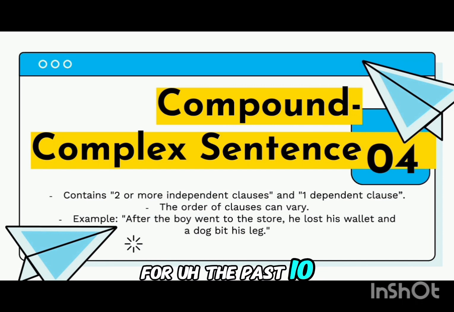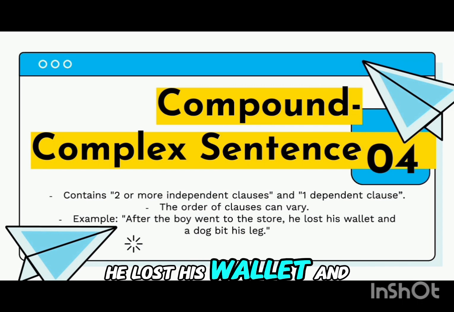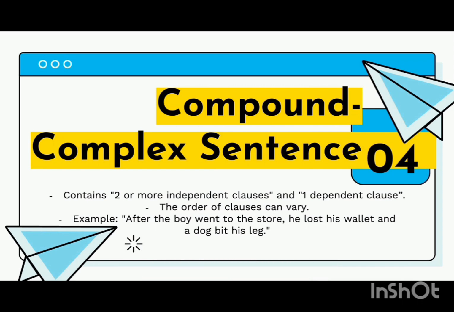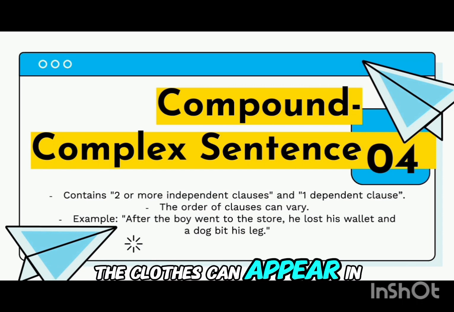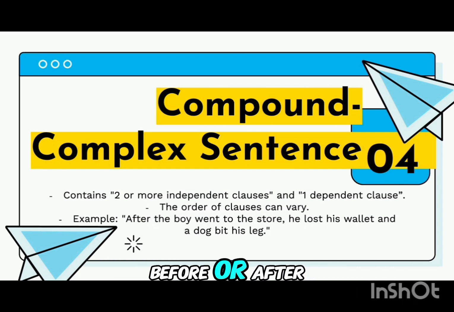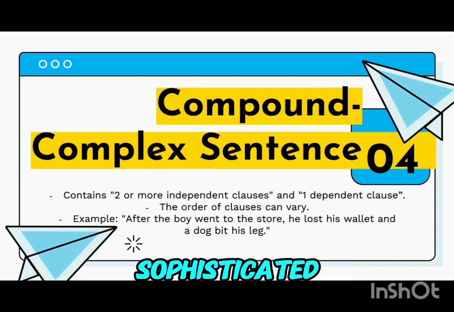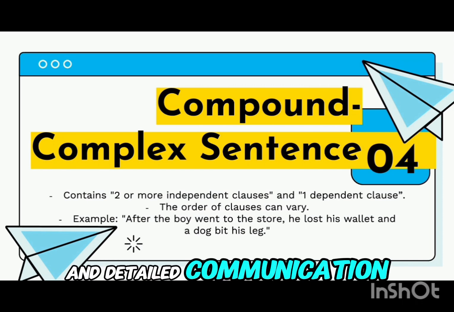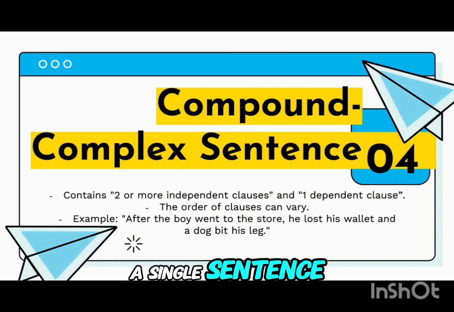The sentence has a dependent clause, after the boy went to the store, and two independent clauses: he lost his wallet and the dog bit his leg. And what about the characteristics? The clauses can appear in any order. The dependent clause can come before or after the independent clauses. The structure allows for more sophisticated and detailed communication by combining multiple ideas and actions into a single sentence.